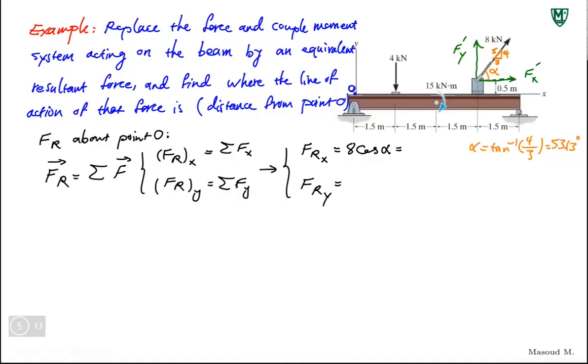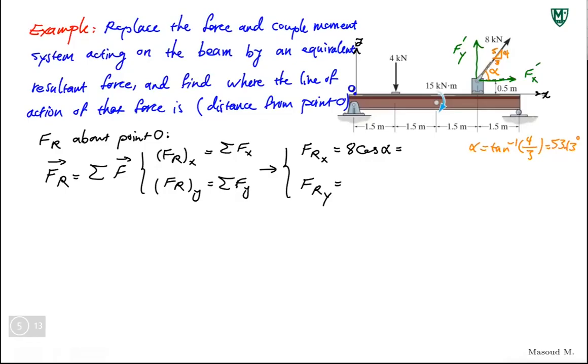What components do I have in Y direction? This is X direction. Don't get lost. This is Y direction. 8 sine minus 4. So does anyone else have any other opinion? So everyone agrees with Richard. Minus 4 sounds good. Okay, minus 4 plus 8 sine alpha.